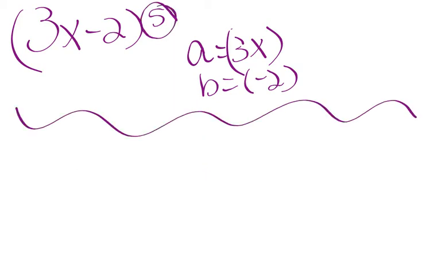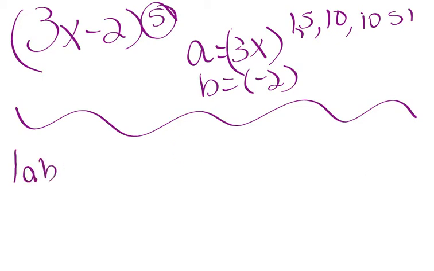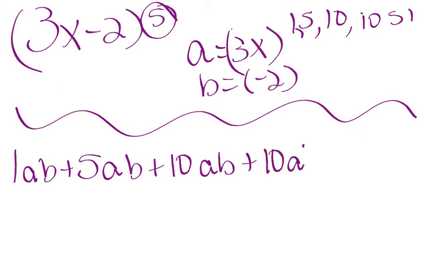I've got a fifth power. That means I'm going to have 6 terms, and I'm going to go to the fifth line of my Pascal's triangle. On my fifth line, I've got 1, 5, 10, 10, 5, 1. Nice and pretty. So let's add these. I'm going to have 1ab plus 5ab plus 10ab plus 10ab plus 5ab plus 1ab.